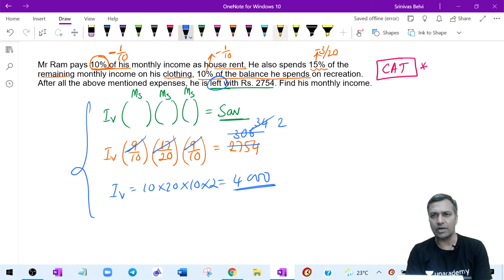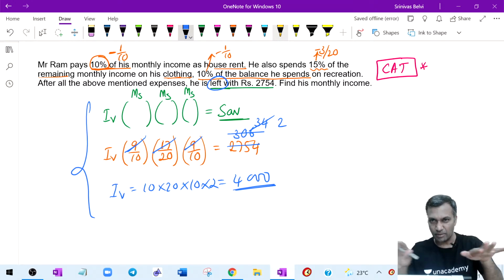Making sense? Everyone making sense? All those who are listening, is this making sense? Quickly confirm, guys, so that we can move ahead.